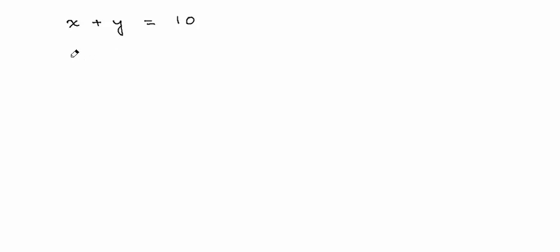Let's say x minus y is equal to 6. Now, there's only one x and one y that will fit into both of these equations. That is, x is equal to 8 and y is equal to 2. 8 plus 2 is 10 and 8 minus 2 is 6.